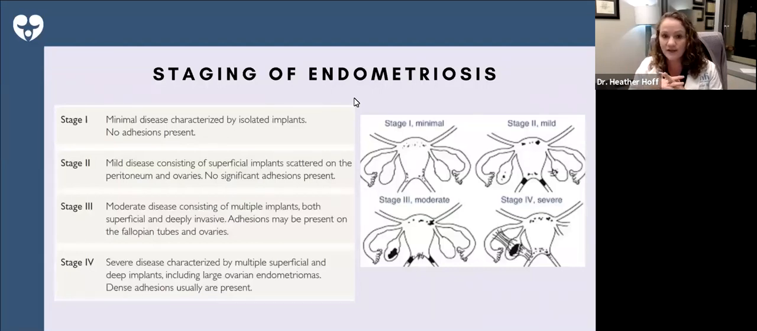Now, women with minimal to mild and moderate endometriosis may be able to conceive and carry a pregnancy to term without difficulty. Often, stage 4, though, will likely lead to some degree of fertility concerns.